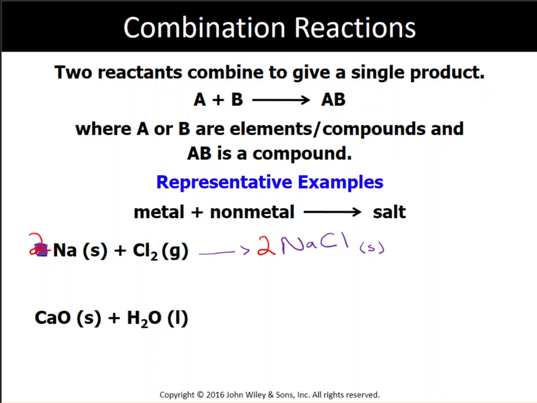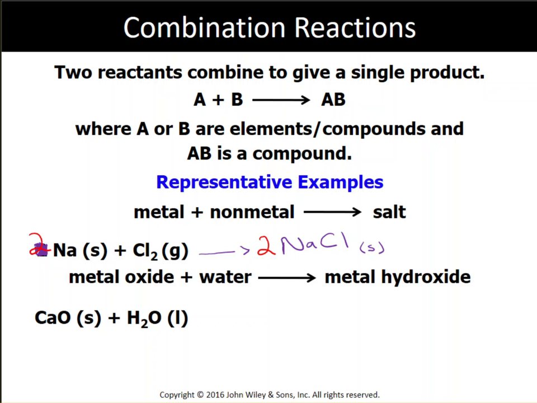Now, another type of combination reaction is the reaction of metal oxides with water. From the reaction of metal oxides and water, metal hydroxides are formed. So memorize this, because you need to know this. From a reaction of metal oxides and water, metal hydroxides form.